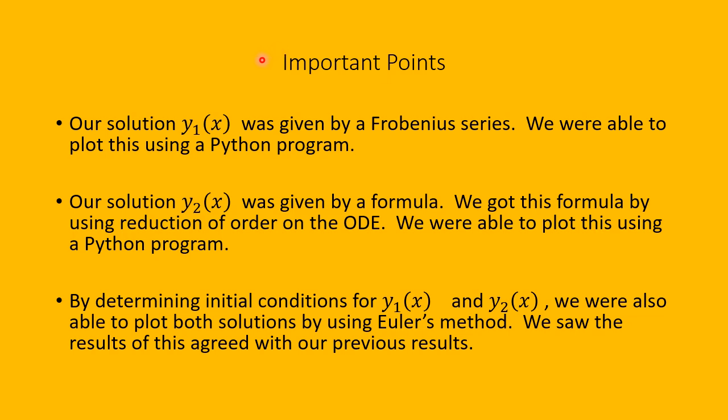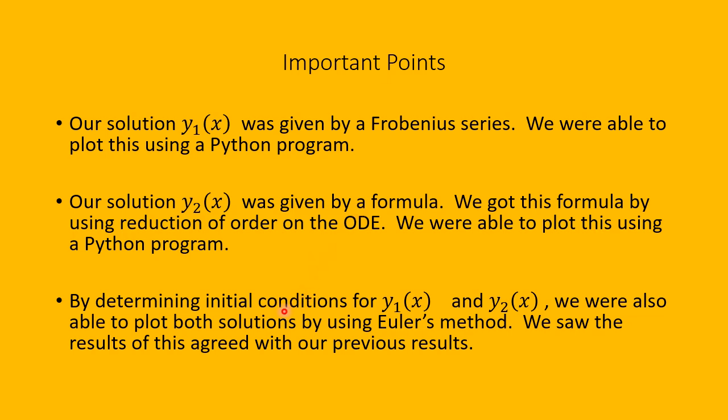So let's recall some important points from this lesson. First, our solution y sub 1 of x was given by a Frobenius series. We did the calculations to find this Frobenius series. We used Python to plot this series and thus see a graph of y sub 1 of x. Our solution y sub 2 of x eventually was given by a formula. We got this formula by using reduction of order on the ordinary differential equation, and we were also able to plot this function y sub 2 of x by writing a Python program.